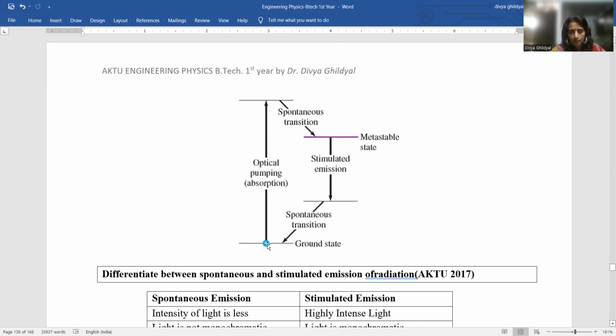See, from the base, it got absorbed. From absorption, after that, via the process of spontaneous transition, it fell down to the lower level.